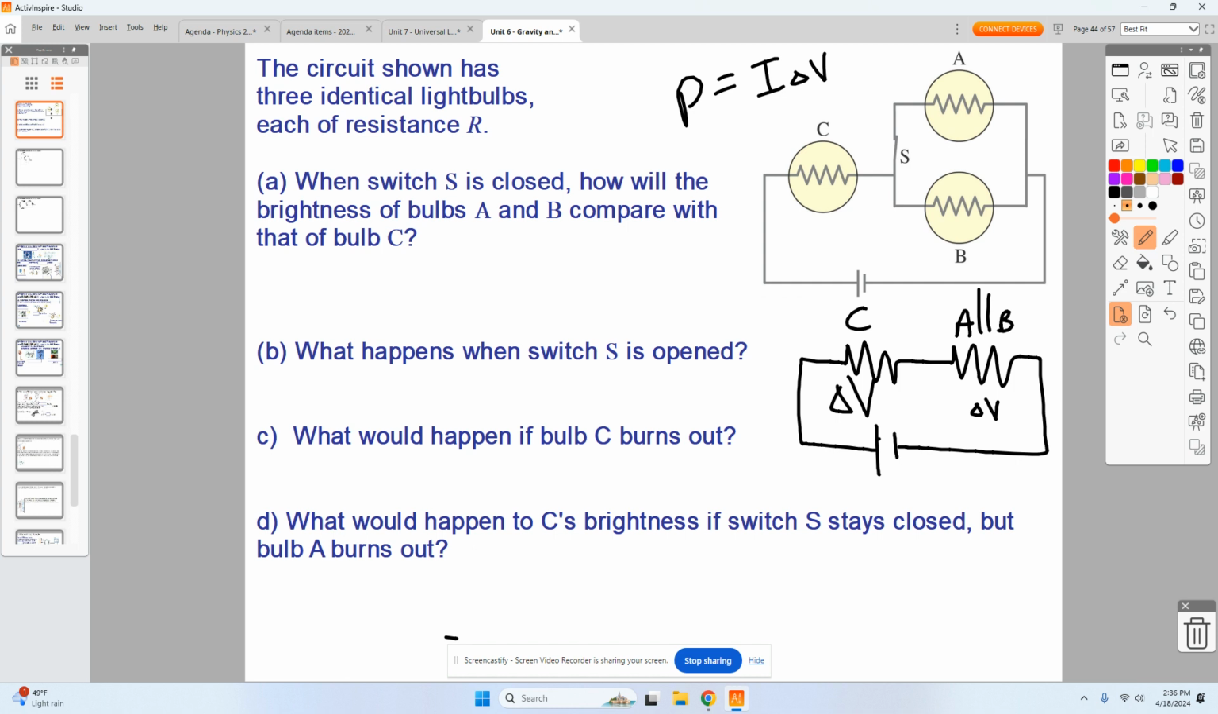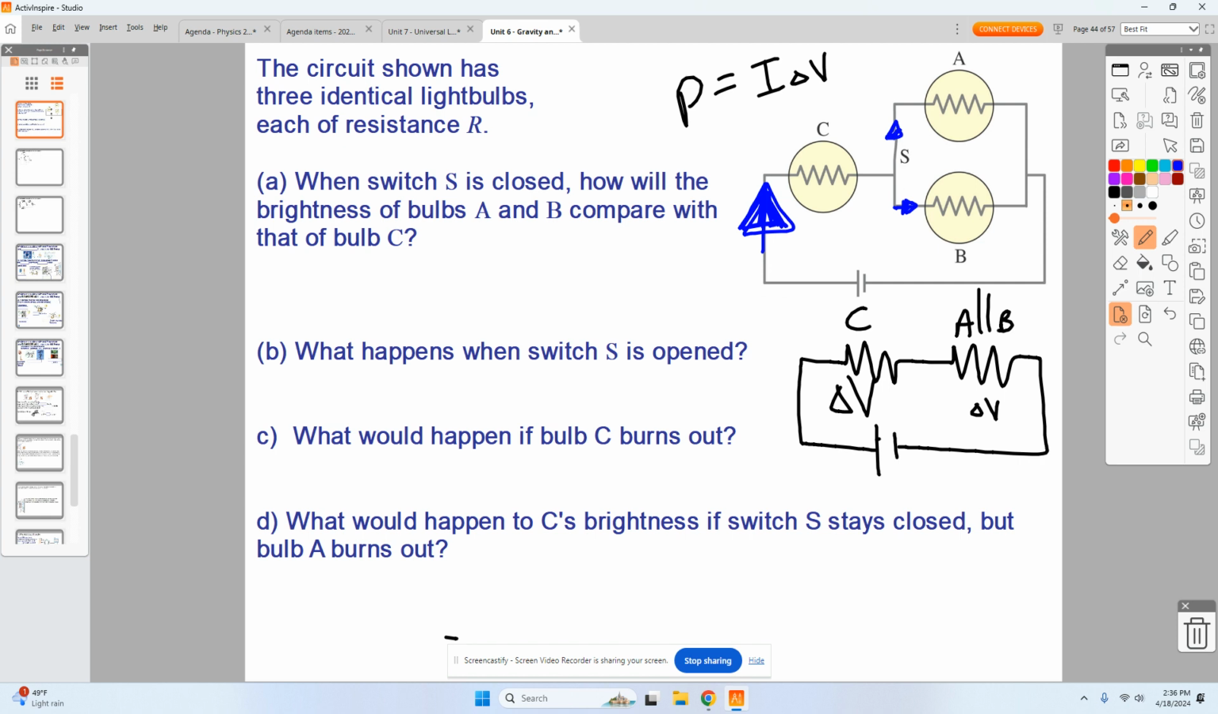Is there a way that we could look at this with current instead of looking at it in terms of voltage? Could I look at this and say, well, the current that flows through here is really big, and the current flowing through these is going to be smaller because it's having to split up? Could I look at it that way? Yeah. Either way we do it. C is going to be brighter than A and B.